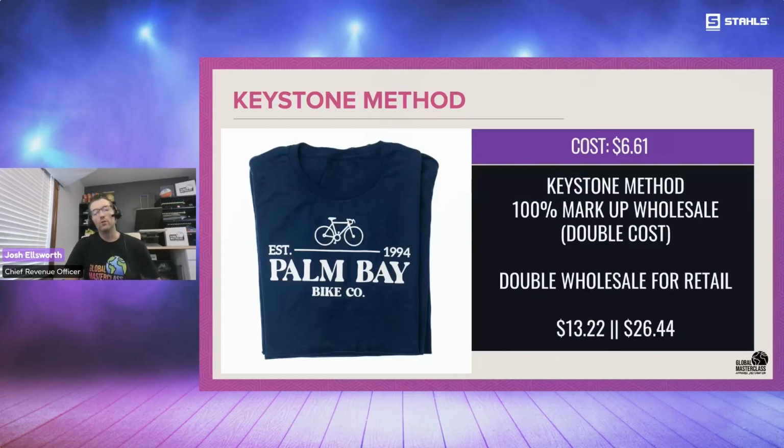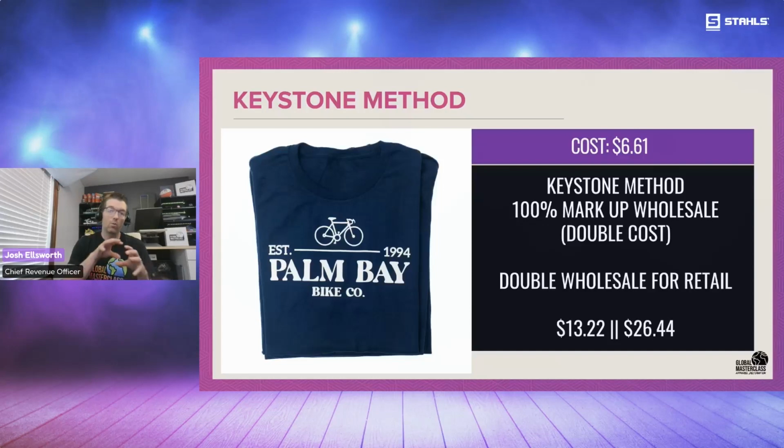And so using that cost structure, I want to articulate probably the most popular price method that I've seen in the decorated apparel industry that's been taught in many seminar rooms throughout my career here by many different experts and speakers. And that's the Keystone method. And the Keystone method is pretty simple, is that you double your cost for your wholesale price. And so you would take that 6.61 cost of the t-shirt, you would double that for wholesale, and then you would double that again for retail.